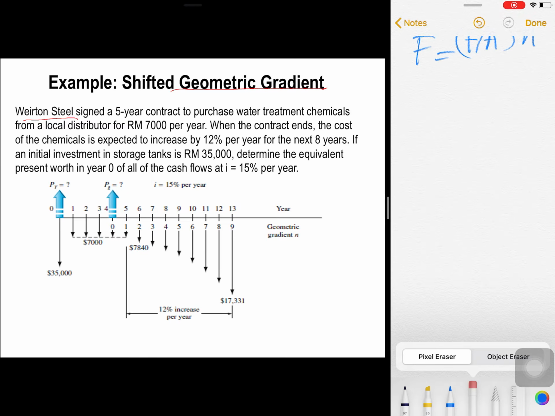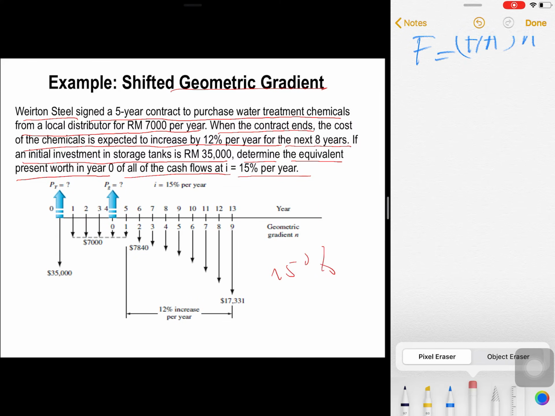For an example of a shifted geometric gradient, Wilton Steel signed a 5-year contract to purchase water treatment chemicals from a local distributor for RM 7,000 per year. When the contract ends, the cost of the chemical is expected to increase by 12% per year for the next 8 years. If an initial investment in the storage tanks is 35,000, determine the equivalent present worth in year 0 of all the cash flow at i equals 15% per year.